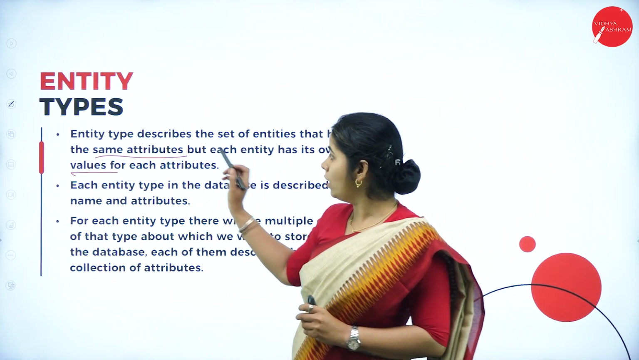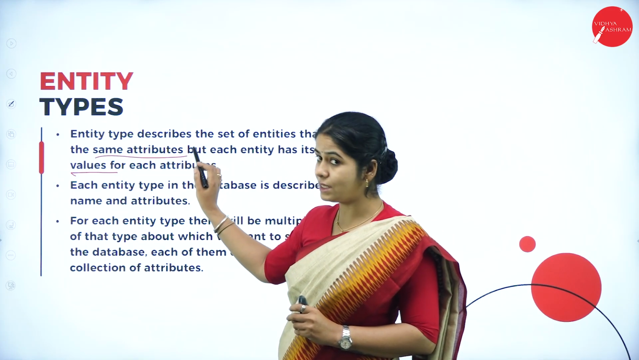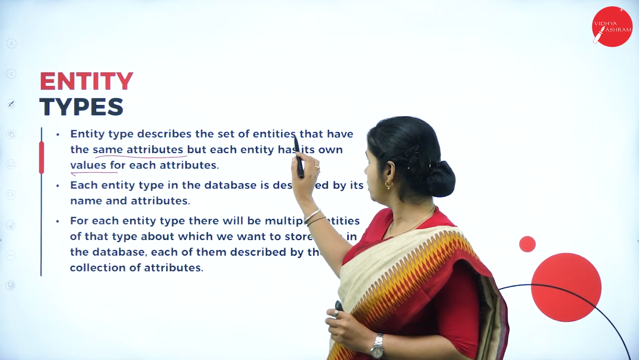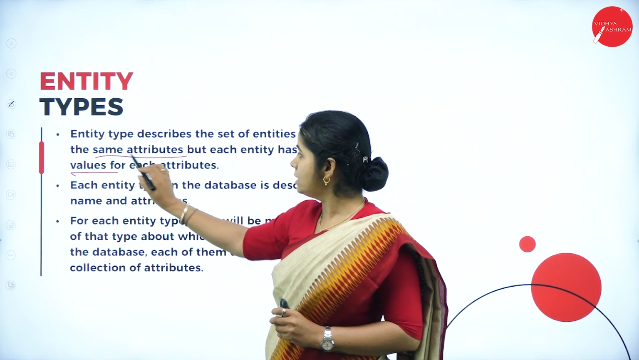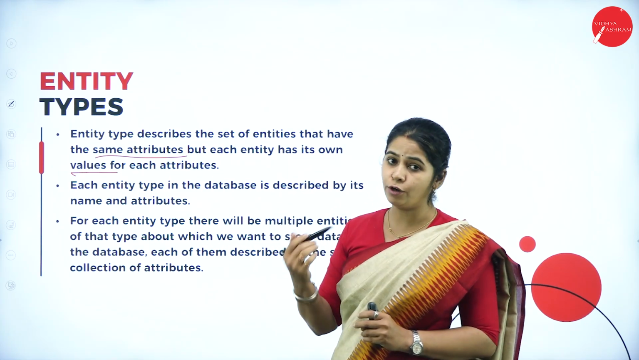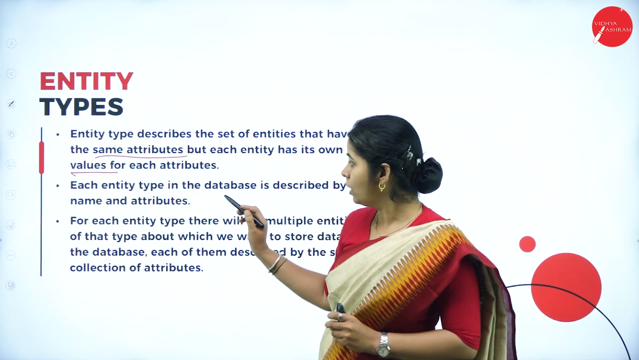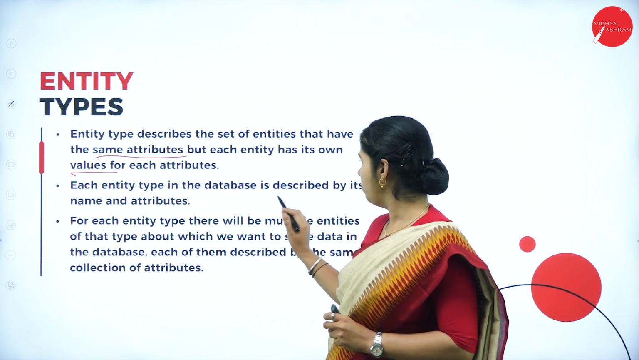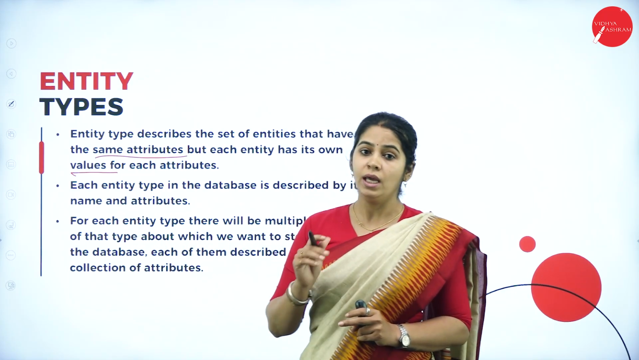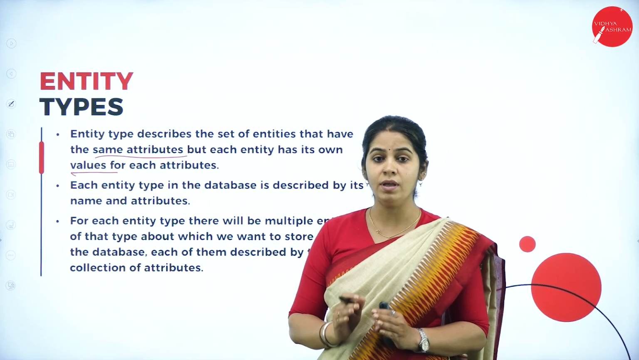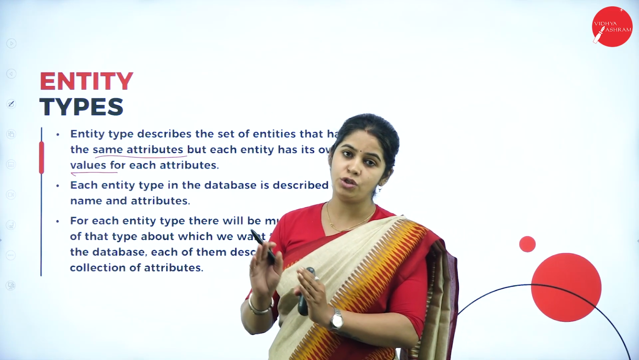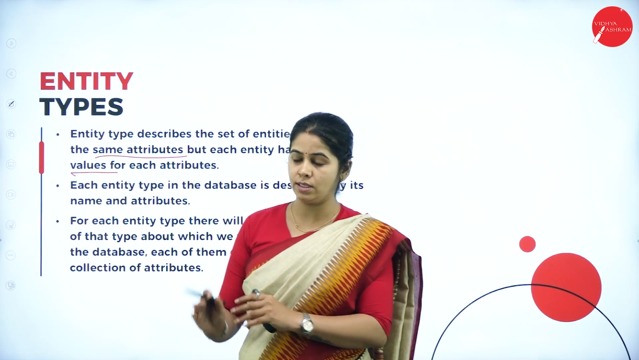So what is entity type? It will describe a set of entities, a set of objects together, with the same attributes. And the attributes should have values. Each entity type in the database is described by its name and its attributes. Each entity type should have its own name and its own attributes, its own properties.